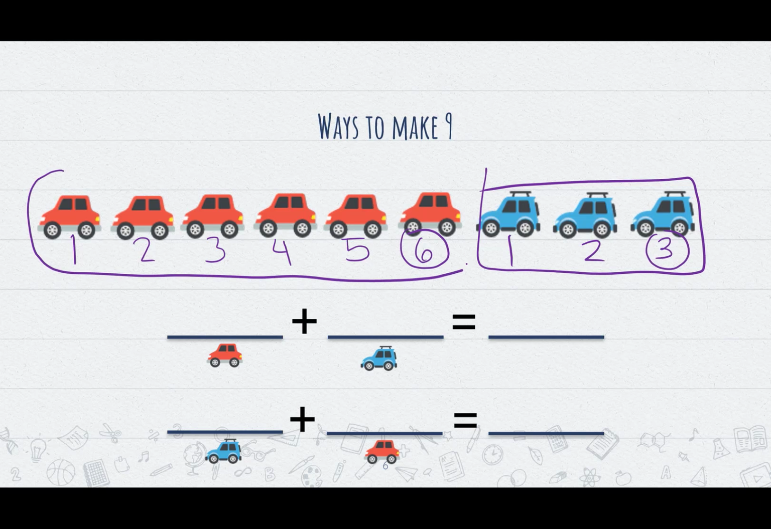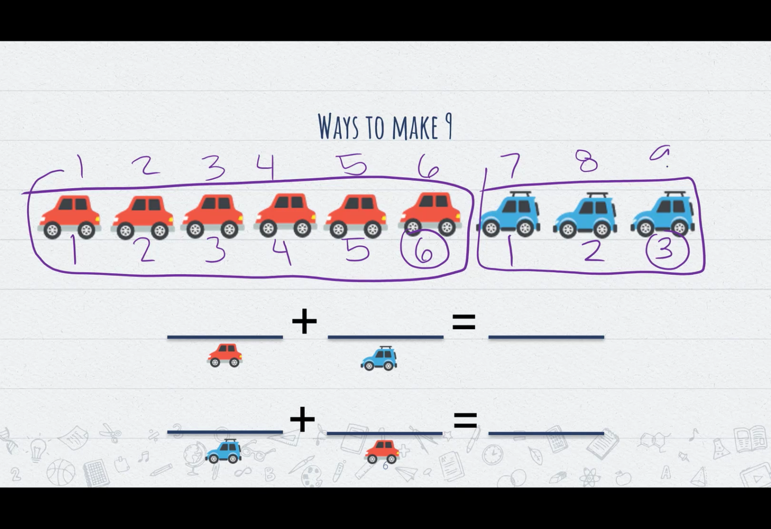I'm going to circle my red cars. And I'm going to count how many I have all together. 1, 2, 3, 4, 5, 6, 7, 8, 9. I have 9 all together. So let's practice writing our addition sentences. Starting with our red cars, I know I have 6 red cars. So 6 plus my blue cars, 3 blue cars, equals 9 cars all together.